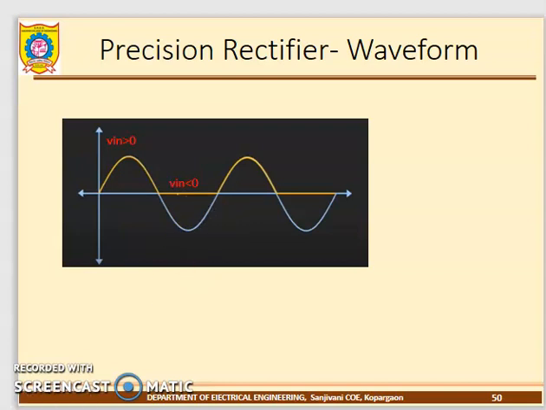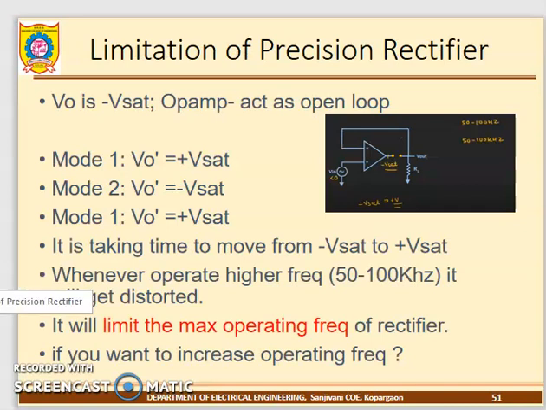The precision rectifier has drawbacks and limitations. What is the limitation? It is not suitable for higher operating frequencies, 50 kilohertz to 100 kilohertz. Then what to do? Then you can go for the modified precision rectifier. And any other drawback? Yes, one more drawback.